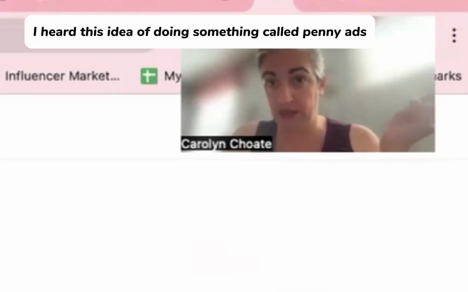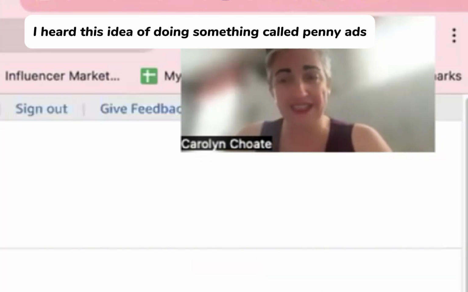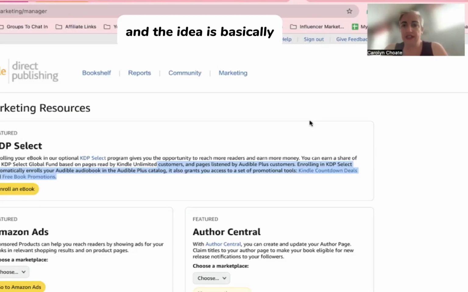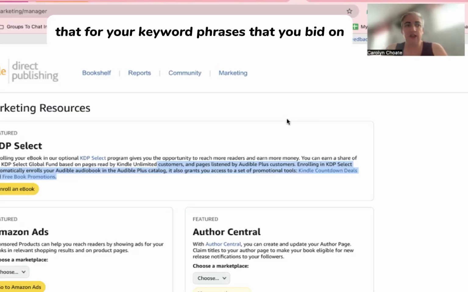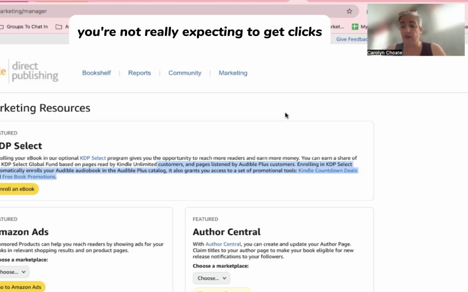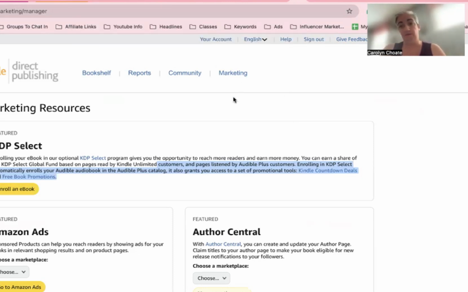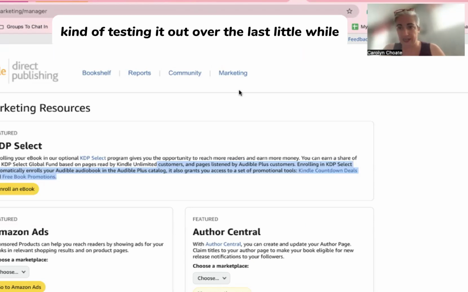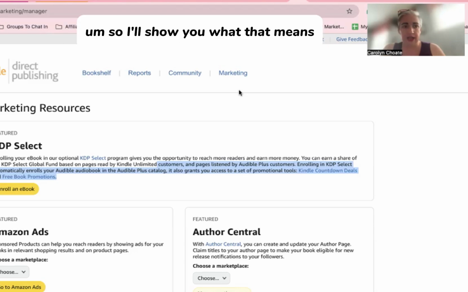I heard this idea of doing something called penny ads for Amazon, and I was like, what is that? I was so intrigued. So I looked it up and got more details, and the idea is basically that for your keyword phrases that you bid on, you put in a ridiculously low bid. You're not really expecting to get clicks, you're looking at getting impressions. So I don't know. It's very intriguing. So I've been kind of testing it out over the last little while. So I'll show you what that means.